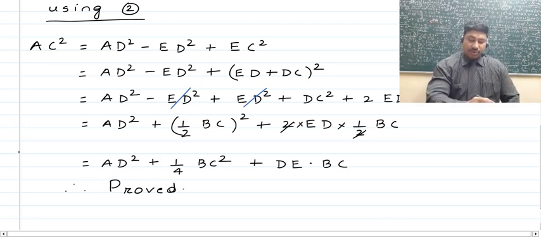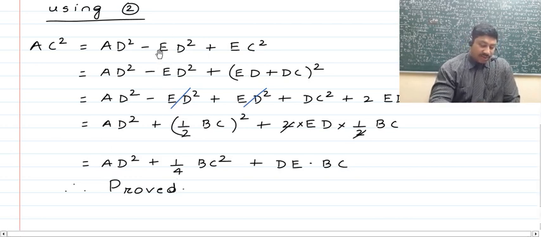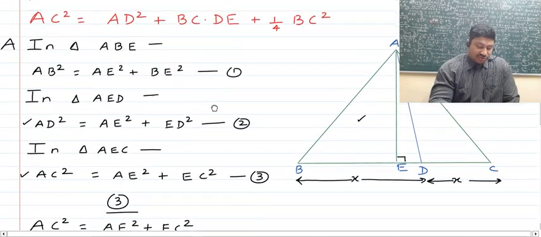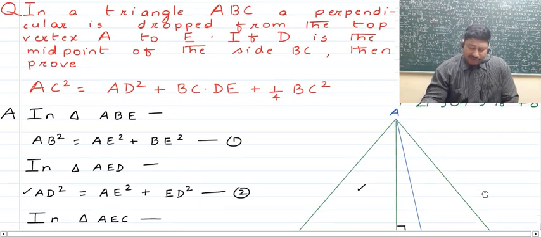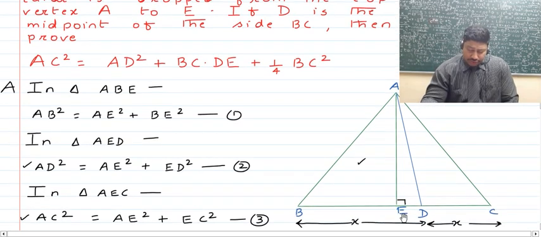In the question we've been given that we have to prove in a triangle ABC where from the top vertex A, a perpendicular is dropped to the point E and D is the midpoint of the base BC, then BD, if suppose its length is X, then DC, its length would also be X because D is the midpoint, right?